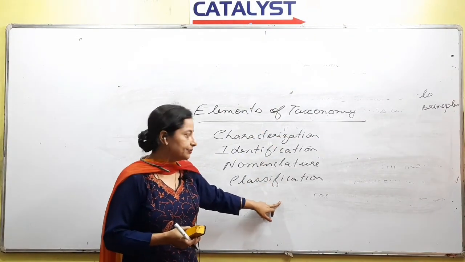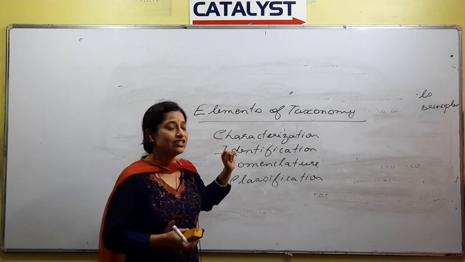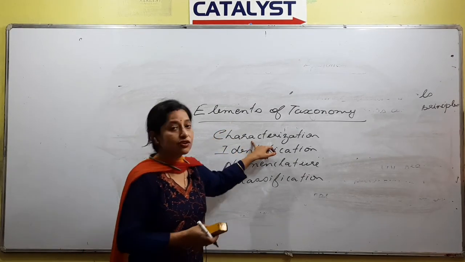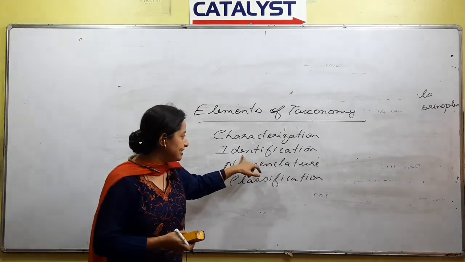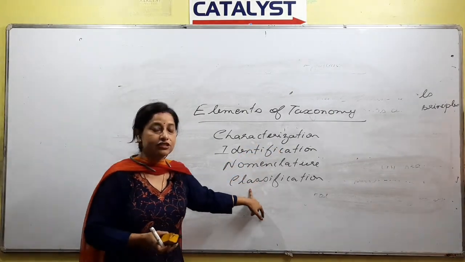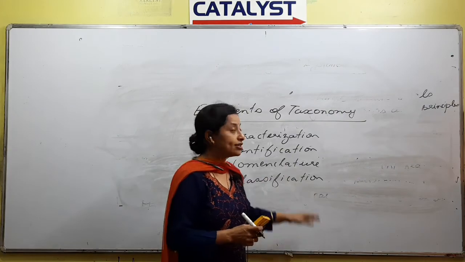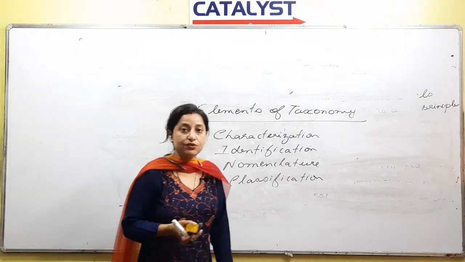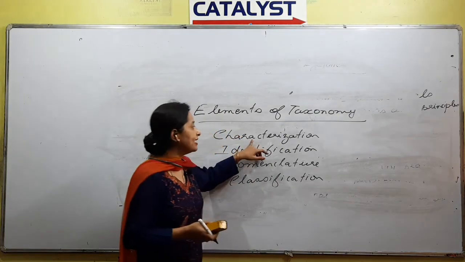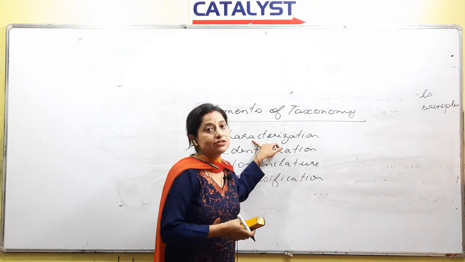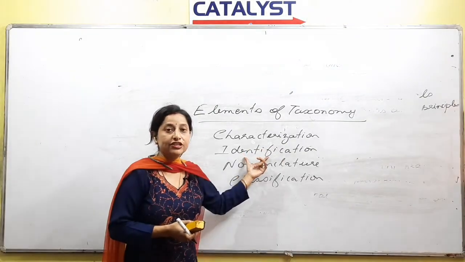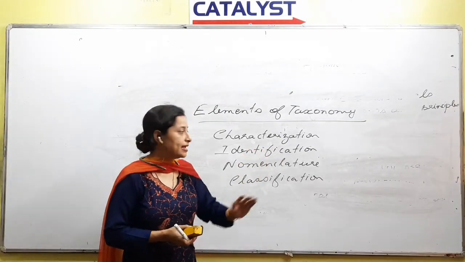Is the point understood? Here there is a question. In the elements we wrote, our first thought was characterization, next identification, next nomenclature, next classification. Question 2 is: what is the first step of taxonomy? In that case, if you are going to write characterization as the first step of taxonomy, the answer would be wrong. We have to remember that identification is always the first step of taxonomy, and this is something that's very commonly asked, right?